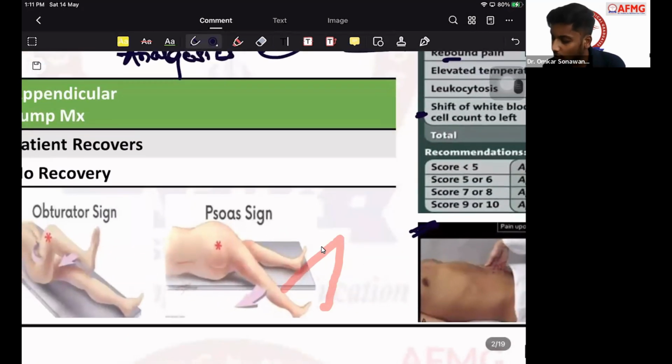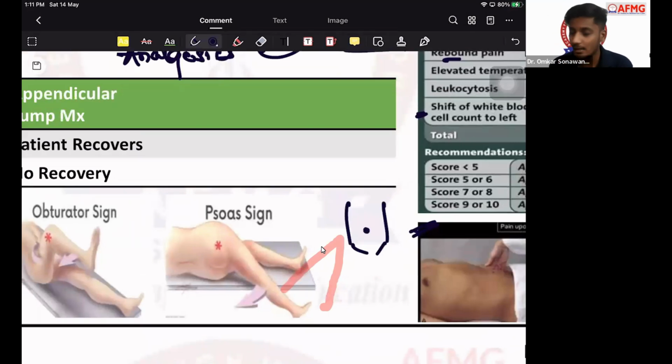I hope all of you are quite aware that if this is the abdomen, 2/3 from the umbilicus and 1/3 from the anterior superior iliac spine, we have the McBurney's point, and this McBurney's point is a surgical landmark for appendix. So here if you give the incision, this is what is called your McBurney's incision.